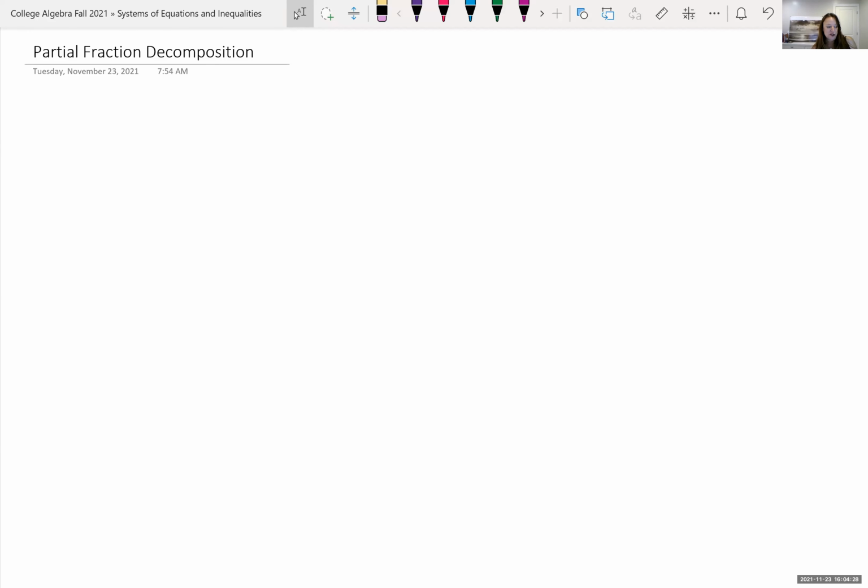We're now going to look at partial fraction decomposition. This is where we're taking a complicated fraction and trying to rewrite it as a sum or difference of simpler fractions. The first thing that we want to do is look at the degree of the numerator and the degree of the denominator.